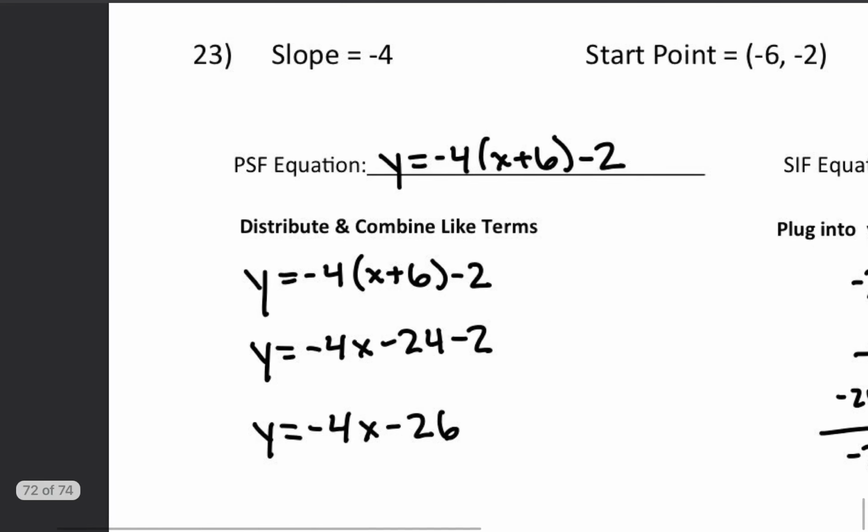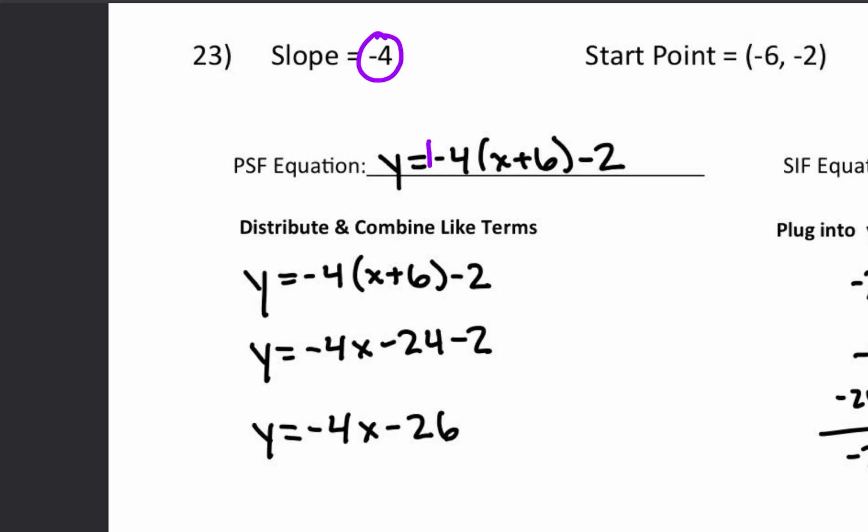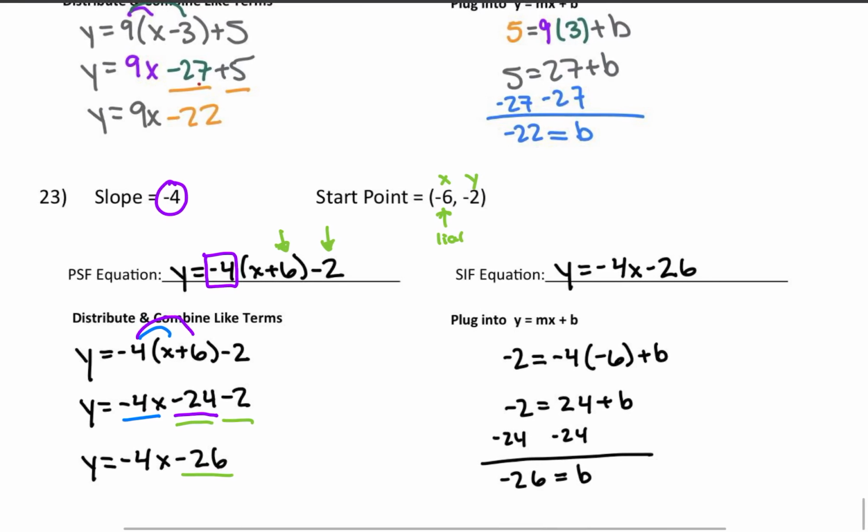Everybody liked to distribute, so we're going to just do distributing only. Our slope is -4, so when I plug it in the point slope, here's my -4. My x is a -6, and remember, it's a liar, so that's why we have a +6, and then -2 is good. We distribute, so -4 times x is a -4x, -4 times 6 is a -24. Combine like terms, and we get -26. So that's why our slope-intercept is y is equal to -4x minus 26.